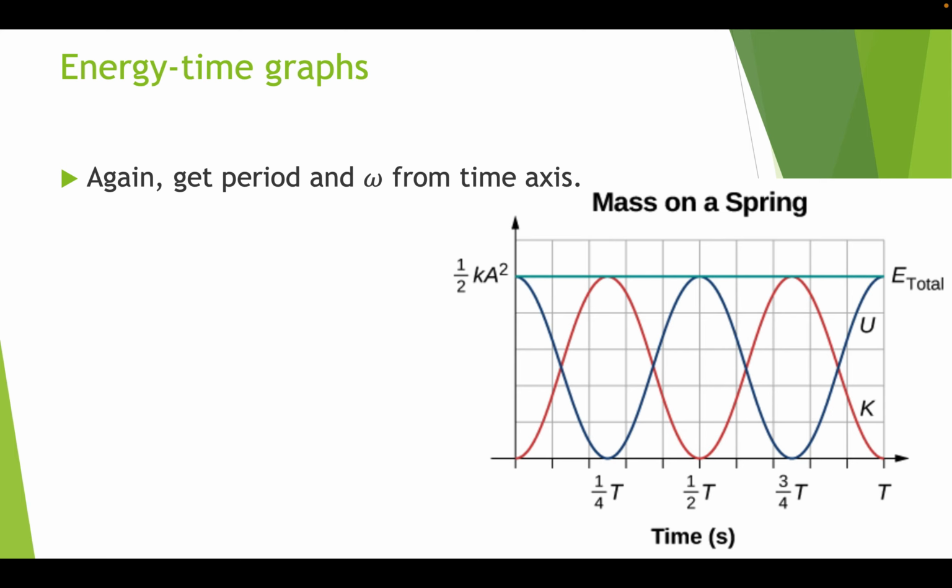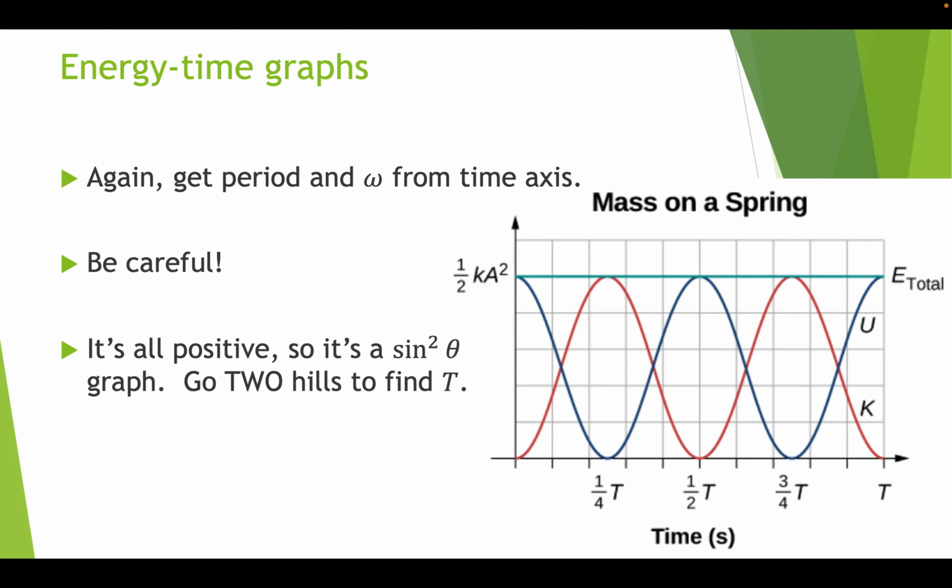Okay, so again, I can get the period and omega from the time axis. You do have to be careful because remember, your velocity is squared, 1/2 mv squared. And v was a cosine or a sine function. Since it's squared, it's all positive. So to find period in this case, I have to remember that I need to go 2 full hills over.